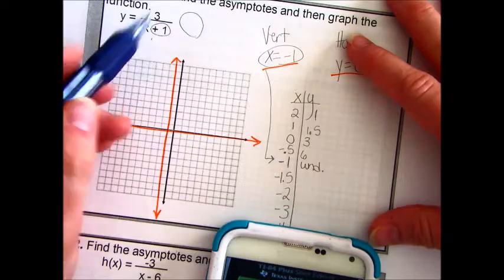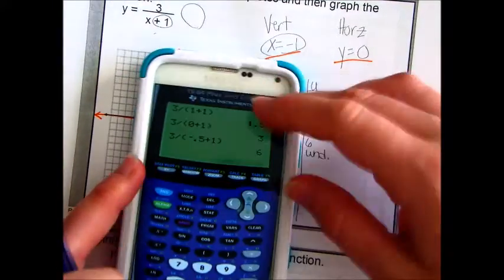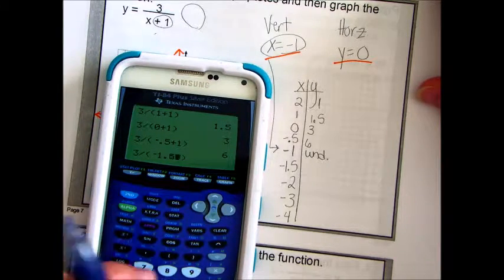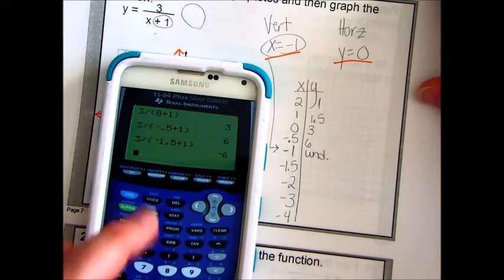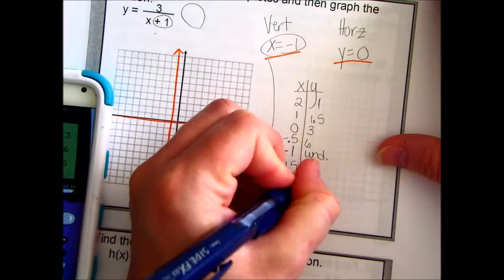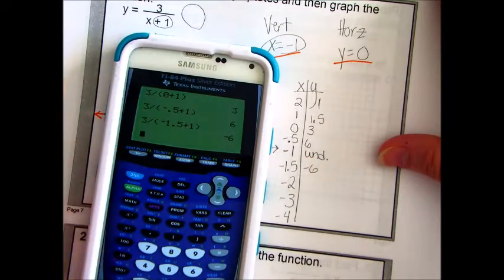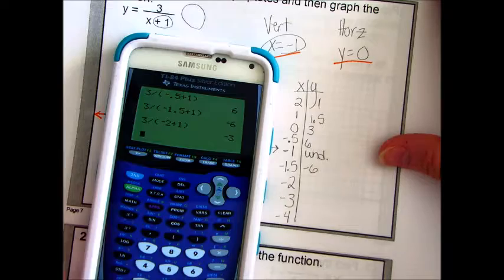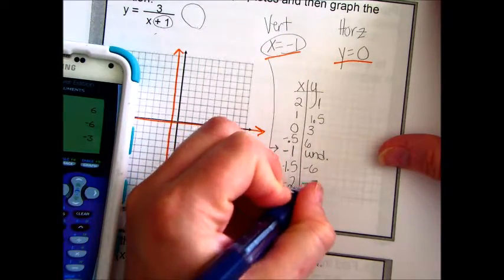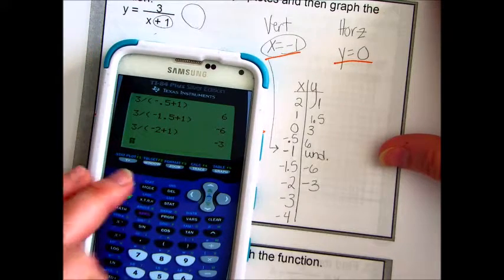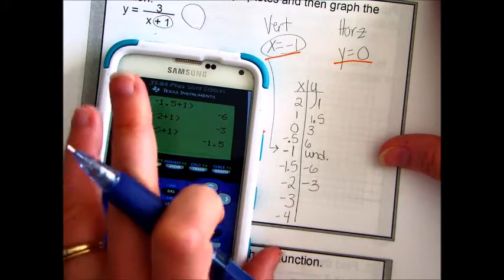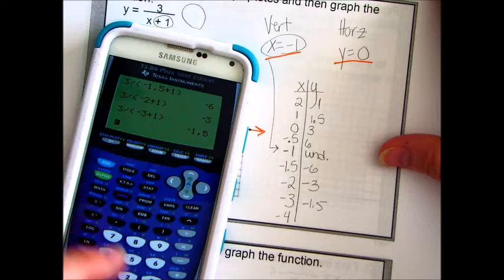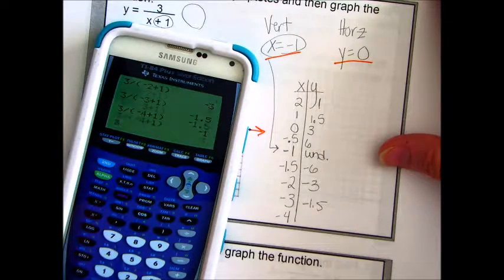So I plugged everything in for that x right there. Now let's plug in, I'm trying to decide where to put this, negative 1.5. And I get negative 6. Now let's plug in negative 2, and I get negative 3. Let's plug in negative 3. And I get negative 1.5. And let's plug in negative 4. And I get negative 1.